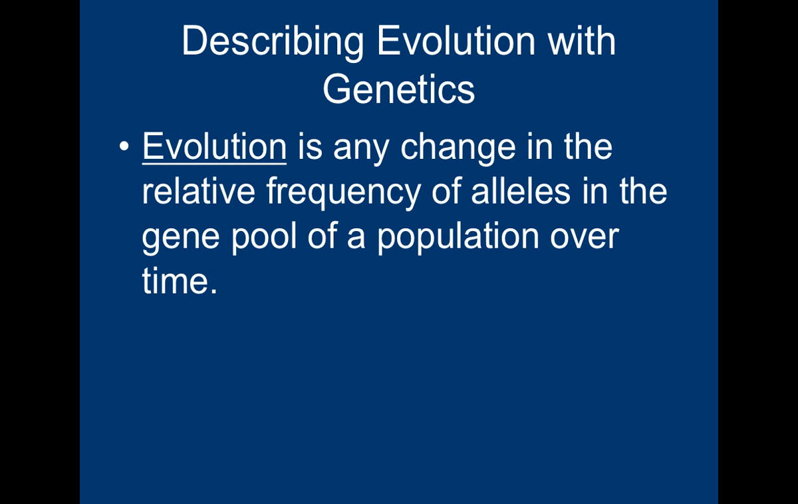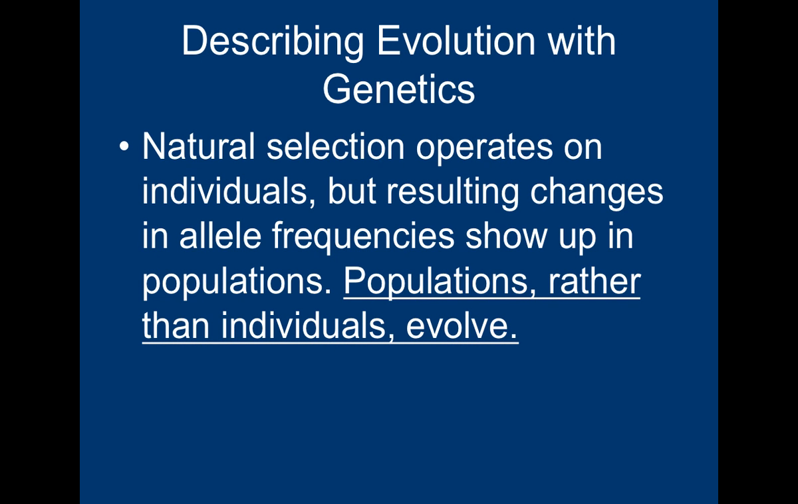Okay, so evolution is any change in the relative frequency of alleles in a gene pool of a population over time. Natural selection, though: evolution refers to the population, while natural selection is what happens to individuals. Natural selection happens to individual organisms, and then the group as a whole will evolve. It's the natural selection that changes the frequencies in the population. So keep in mind that it's populations, not individuals, that evolve.